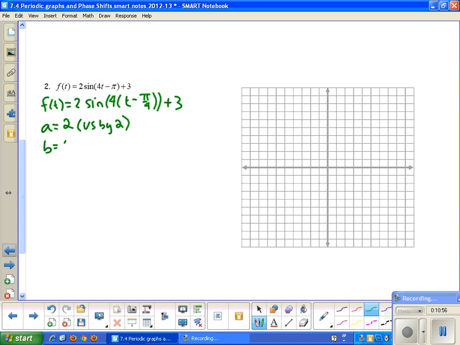My b value is 4. Since my b value is 4, that's a horizontal compression by 1 over 4, because remember, it's the opposite. If I know my b value, I can find my new period of the function. So in this case, I take my parent graph, which is 2 pi divided by my b value. So 2 pi divided by 4 gives me pi over 2.